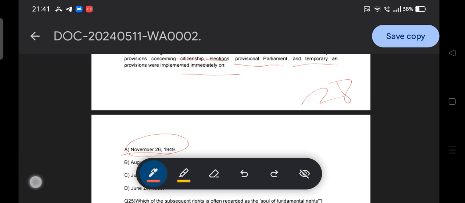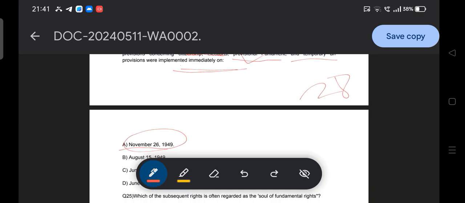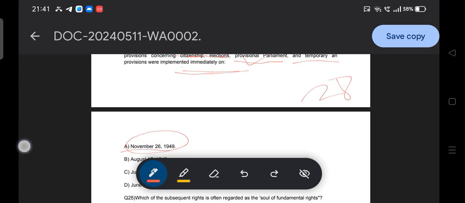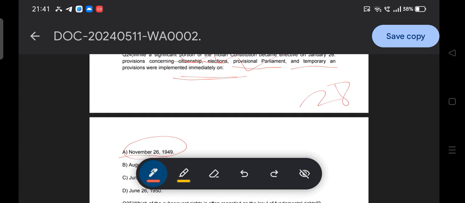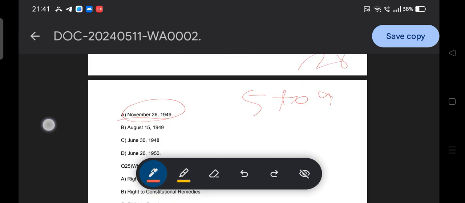So on 26 November 1949, the provisions of citizenship, election, and provisional parliament were implemented. You should also remember the related articles that were implemented on November 26, 1949. For example, articles 5 to 11, okay, 5 to 9.